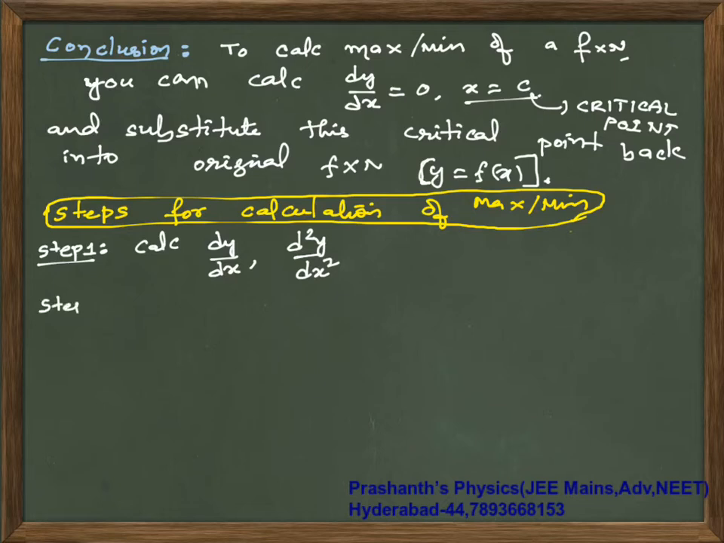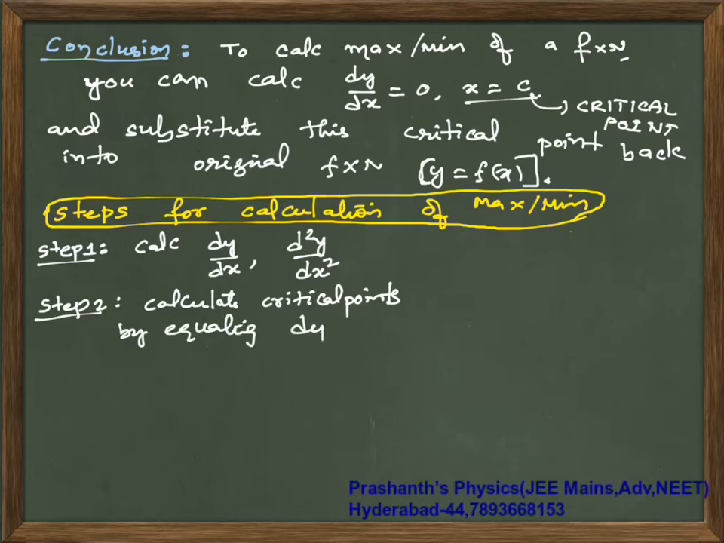Step 2, calculate critical points by equating dy by dx to 0. So if I do that, let us say you got x equal to c1, x equal to c2, x equal to c3 as critical points.